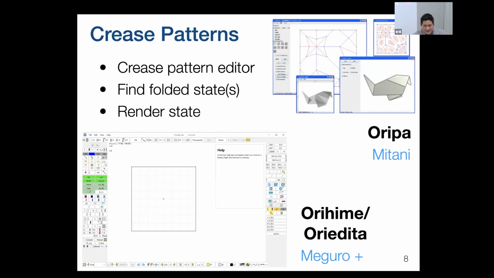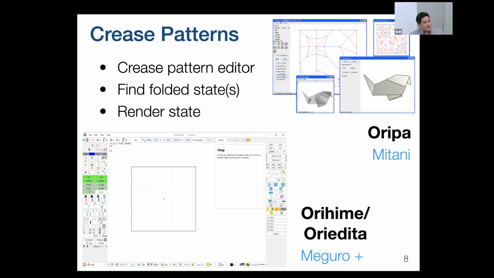was, I think, the first one, programmed by Mitani-san here, who we heard from earlier today. And Meguro-san also developed some software which has been ported and improved and changed by various communities online. But those software are primarily crease pattern editors first, right? They're built for generating precise descriptions of crease patterns, but they also have as a feature a way to usually compute folded states and render their states. More importantly, being able to show you a rendering of those states.